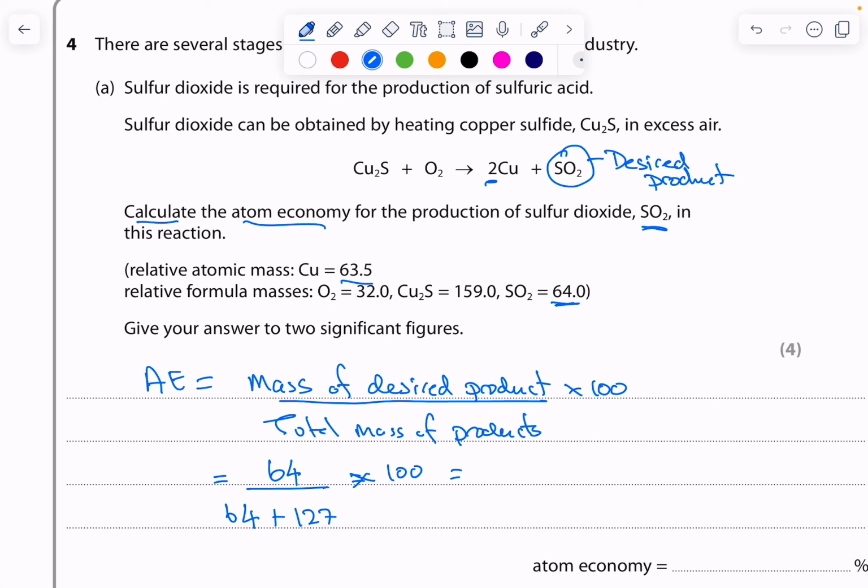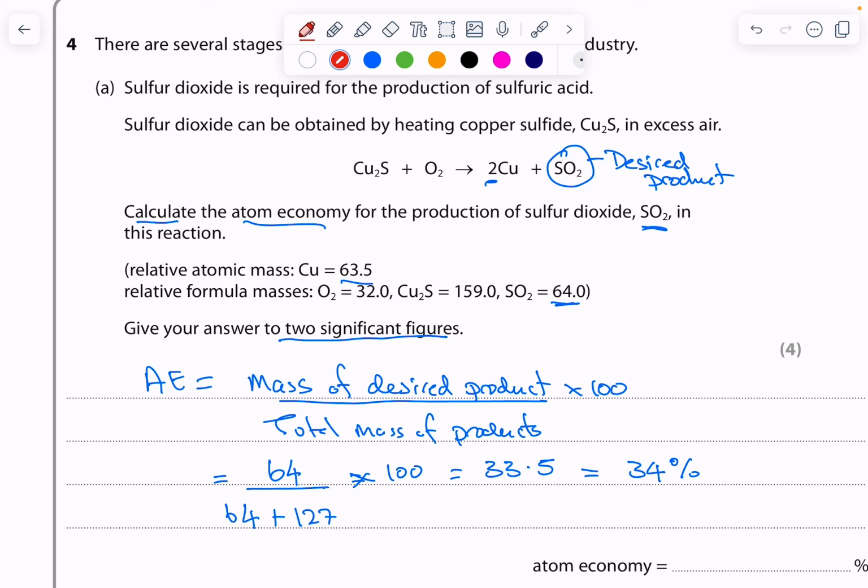So if I do it on my calculator, I've got 64 divided by 64 plus 127. That equals that, times it by 100. I'm getting an answer here of 33.5. Now I've got to be careful because it says give your answer to 2 significant figures. So that's going to become 34 percent.